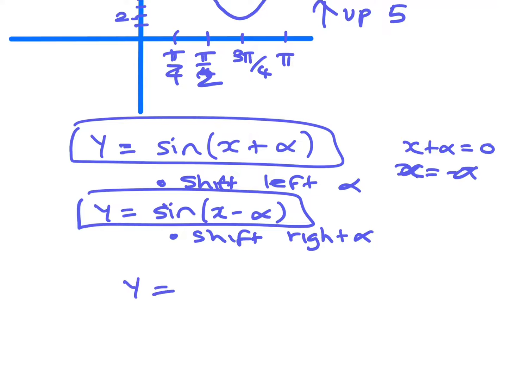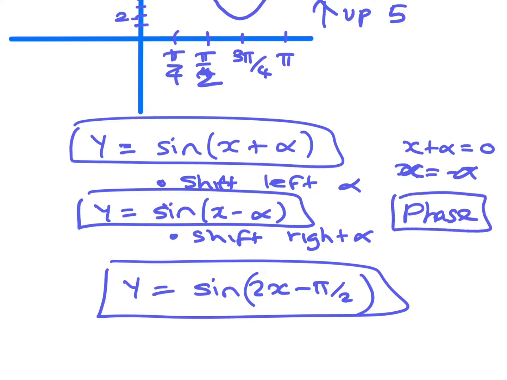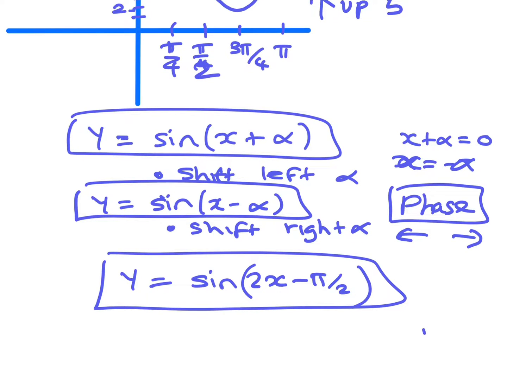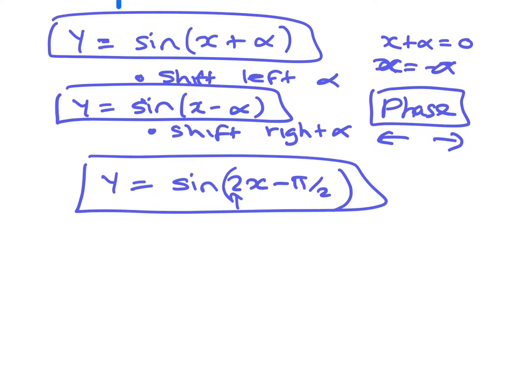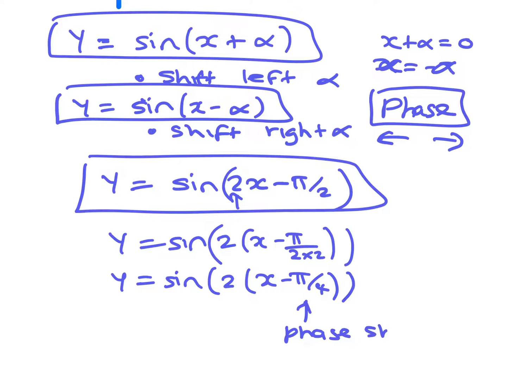Once you put something in front of here like this, and we had 2 pi on 2, we call this shift the phase. So the phase is how much it shifts left or right. Once you have a number in front of there, you need to actually take the 2 out, and that would be pi on 2 times 2. So it's going to be sine of 2x minus pi on 4. The actual phase, or the actual shift, will equal pi on 4.